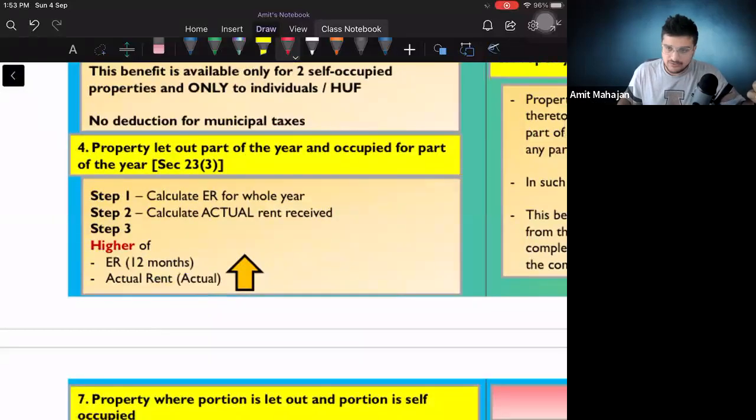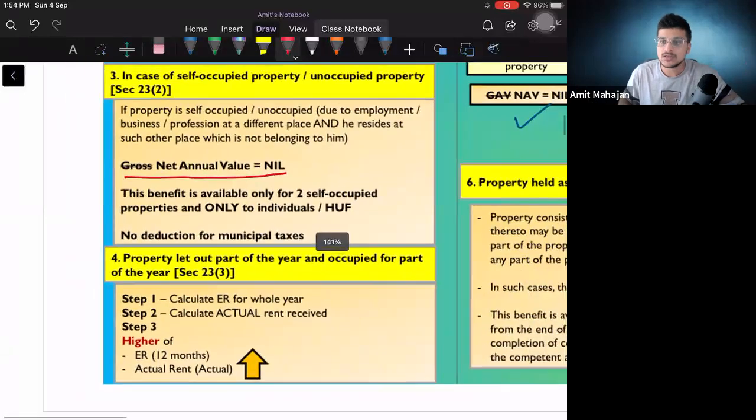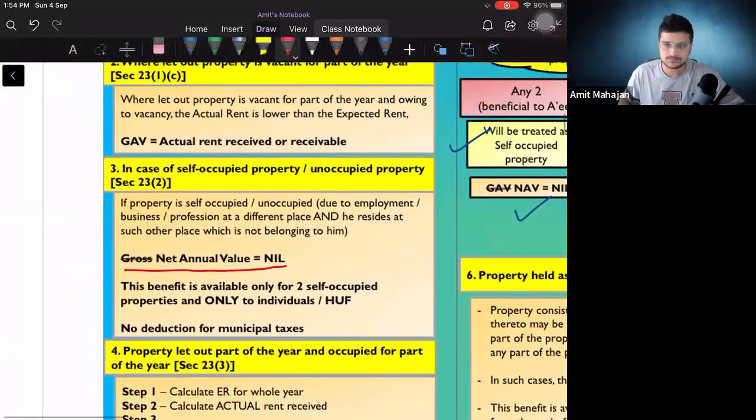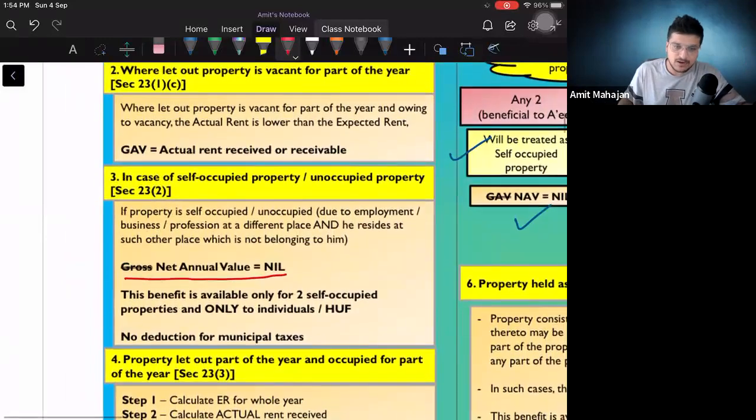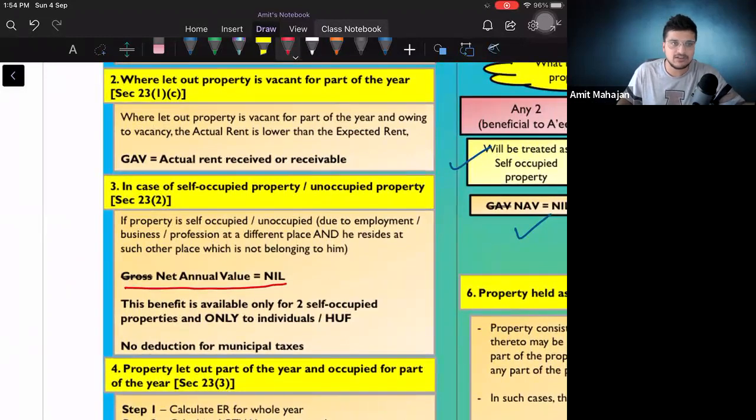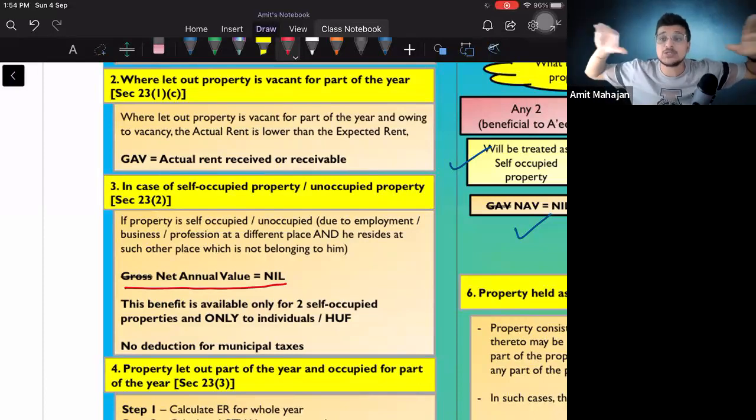Point 4 आता है. Point 4, property let out part of the year and occupied for part of the year. Then you will get confused, कि सर ये तो point number 2 था. Property is let out for part of the year and vacant for part of the year, point number 2 भी वही था. Understand one thing. In point number 2, what was the difference? In point number 2, it was saying for 10 months you have given that property on rent, and for the rest of the 2 months it is what? Bhoot Bangla. It is vacant.